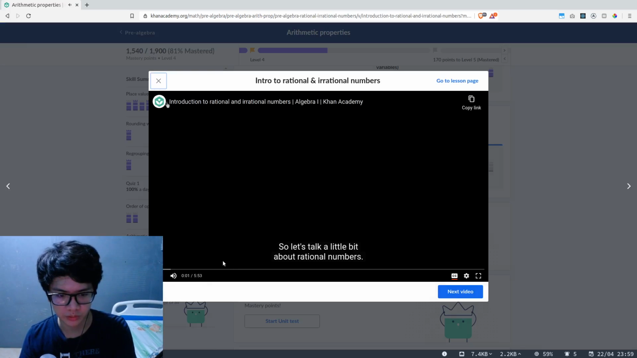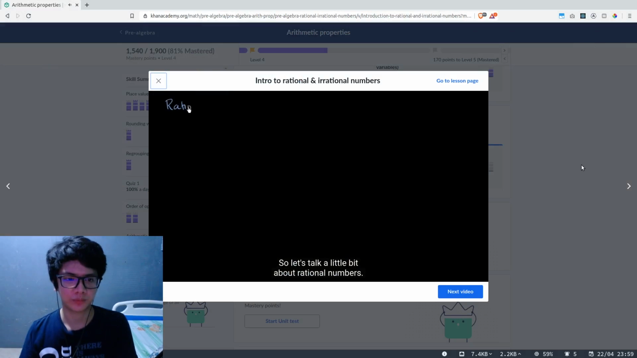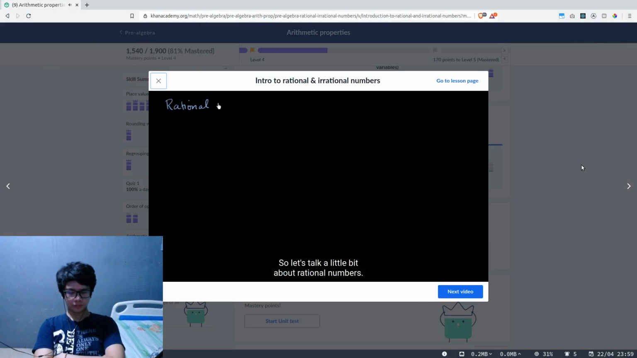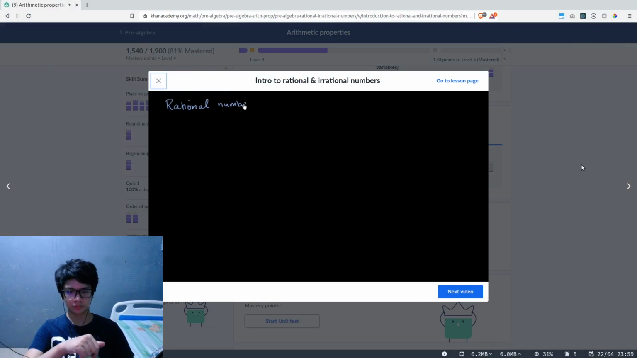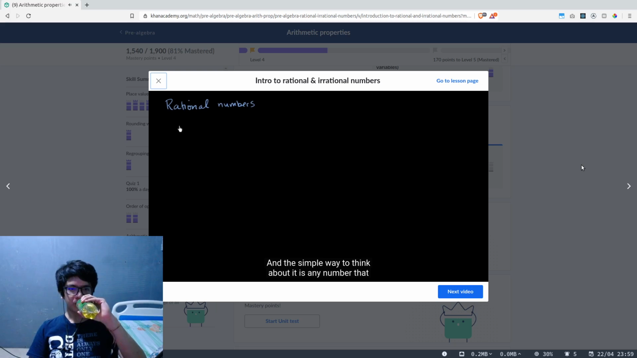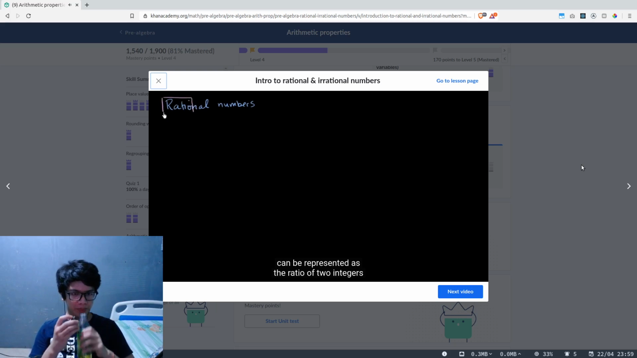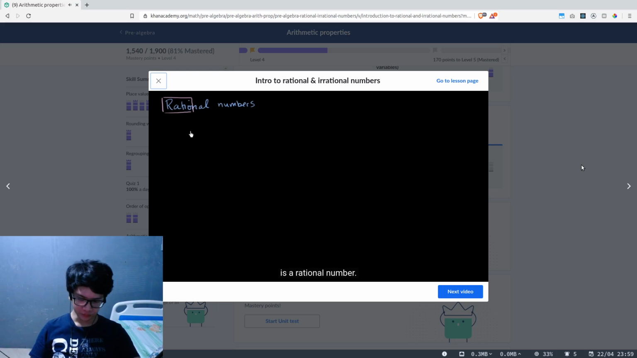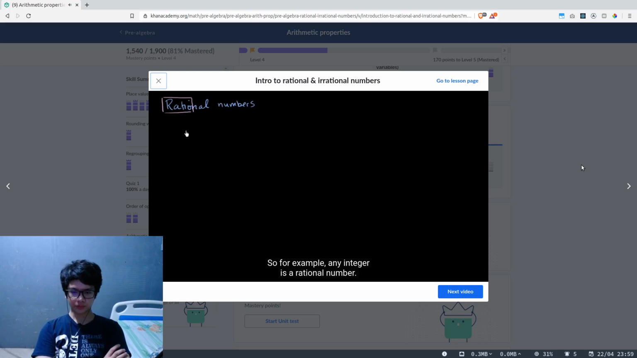So let's talk a little bit about rational numbers. The simple way to think about it is any number that can be represented as the ratio of two integers is a rational number. So, for example, any integer is a rational number.